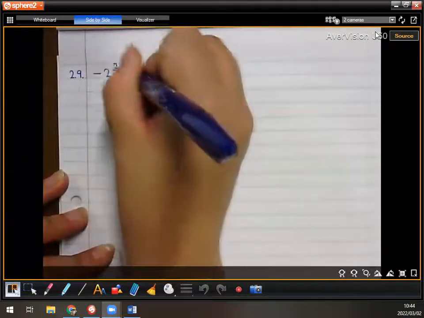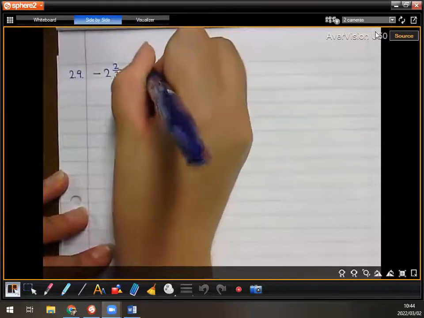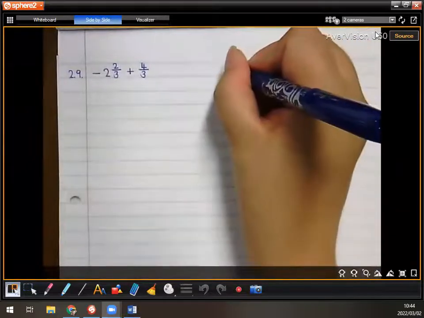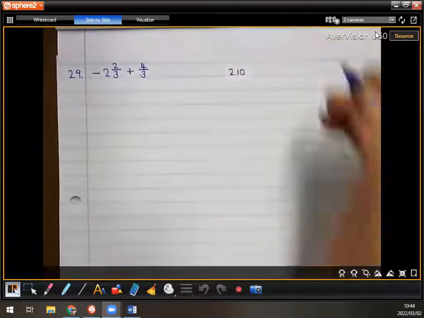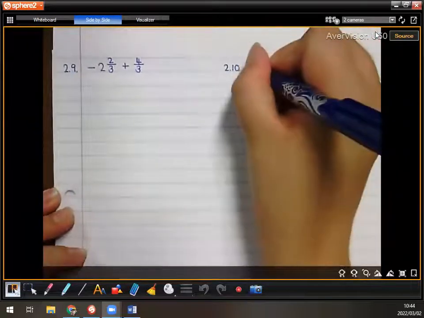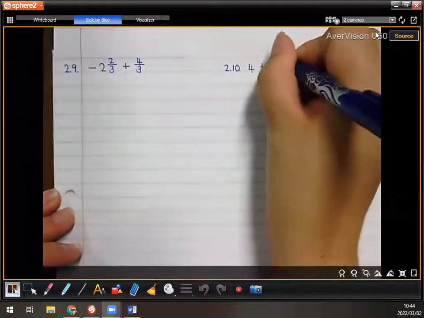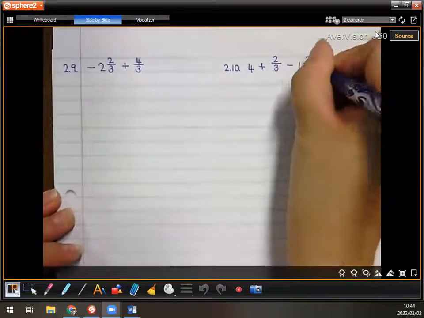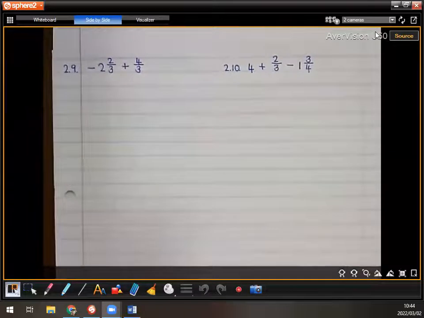So 2.9, the question was -2 and 2/3 plus 4/3. Okay, just quickly, I'll give you some time to do that. And then 2.10, I also want you to do that one. It was 4 plus 2/3 minus 1 and 3/4. Just do those two on your own quickly. If when you did them at home, you left them as mixed numbers, just really do them quickly.